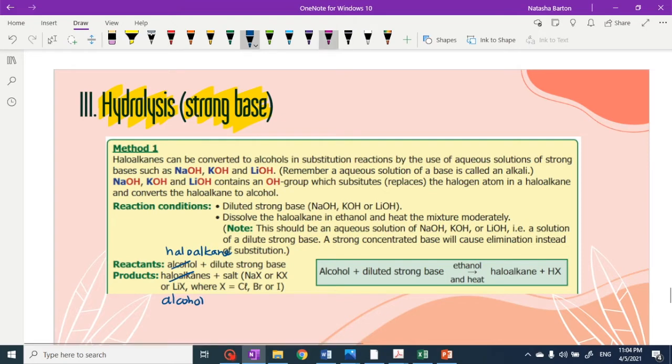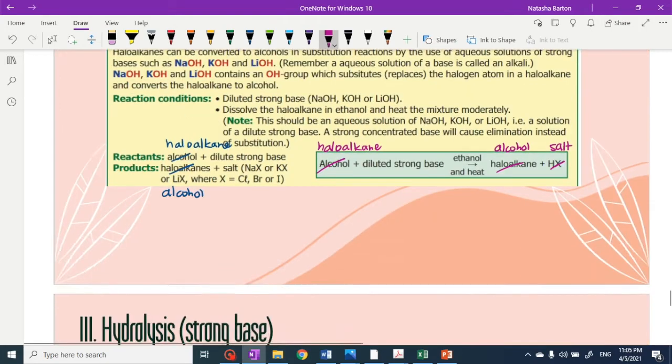Here in the general reaction equation as well, this is not an alcohol, it's a haloalkane. On the right, as a product, we have an alcohol, and this is not a hydrogen halide, it's going to be salt, not necessarily table salt, any type of salt.